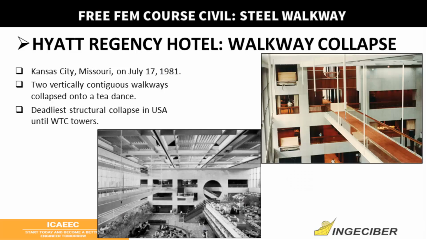The walkway collapse of the Regency Hotel happened on the 17th of July, 1981, in Kansas City. And well, here we have an old picture. You can see there are two walkways, one over the other, and the second one is connected to the upper one by some hangers.